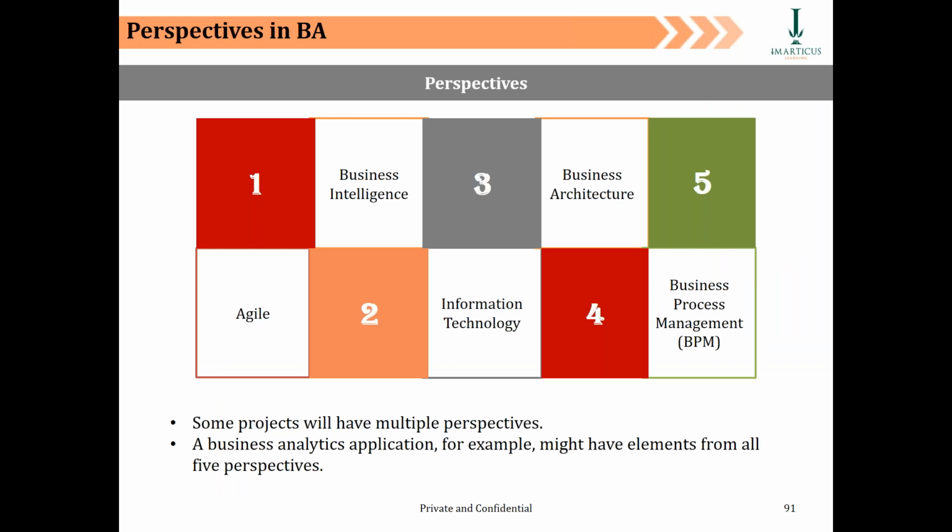Oh, cool. Look at these guys. Well, these make a lot of sense, don't they? Agile is a perspective. Business intelligence is a perspective. IT, information technology, is a perspective. Business architecture is a perspective. Business process management is a perspective. Five perspectives, all in all. Some projects will have one, two, three, or all of them applicable to them.